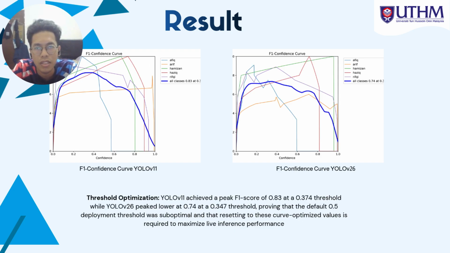Next in the results is the threshold optimization. YOLO v11 achieved a peak F1 score of 0.83 at a 0.374 threshold, while YOLO 26 peaked lower at 0.74 at a 0.347 threshold. This proved that the default 0.5 deployment threshold was suboptimal and that adjusting to this curve-optimized value is required to maximize the inference performance.